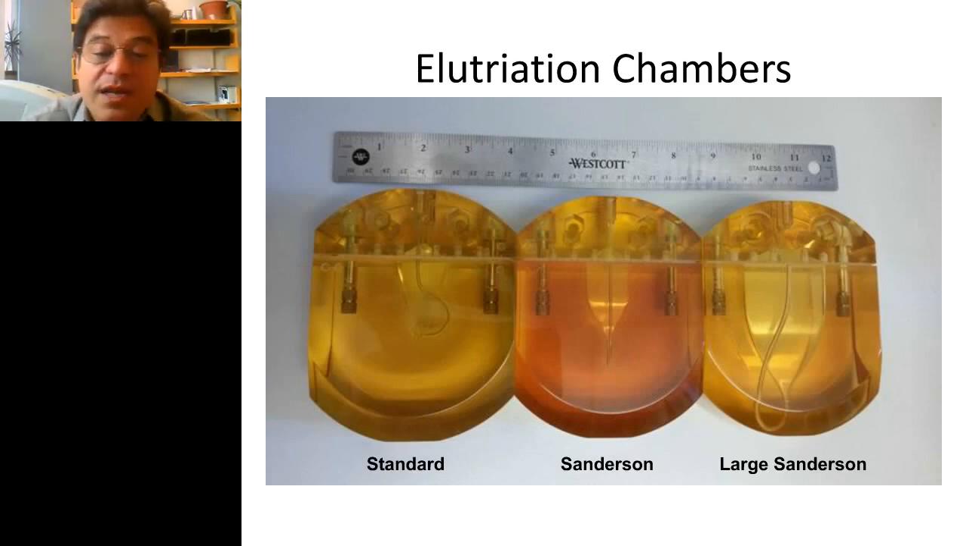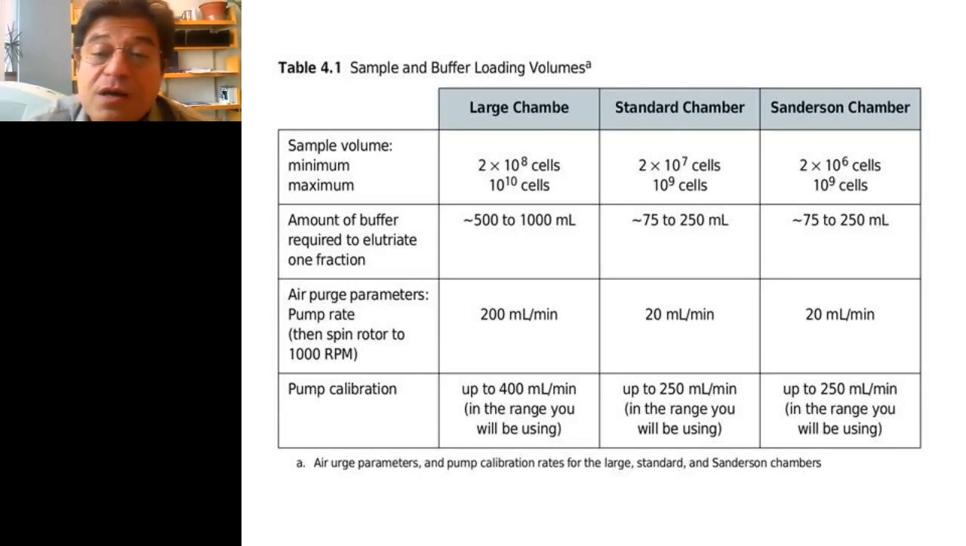And then the Sanderson chamber is a modification, and this is the one that came out in the mid-70s to help resolve populations a little bit better. There's some controversy out there as to how beneficial this unit is. We're using it primarily in our work, and I think a lot of folks are using it. There is some advantage, particularly if you're talking about blood cells. The large Sanderson chamber allows you to just process more material. It's got a bigger volume, so you can see that area is larger there.